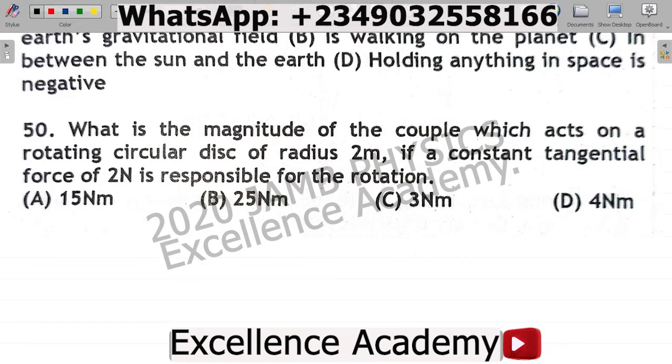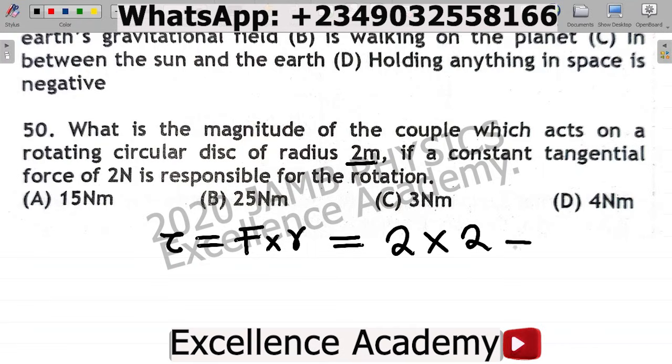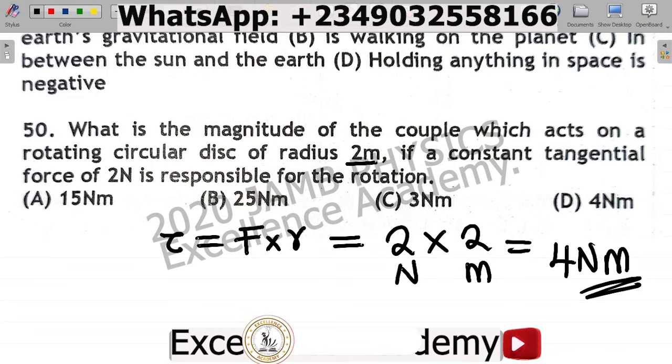Now, for a couple, the concept here is that when you have a particular force that tends to rotate a circular disk of radius 2 meters, the torque tau that we produce is equal to the product of the force times the circular distance or radius. The force here is given as 2 Newton multiplied by the radius, that's 2. This is equal to force in Newton, radius in meters. That becomes 4 Newton meter. So for this question here, the correct answer is D, 4 Newton meter. That is the correct answer.